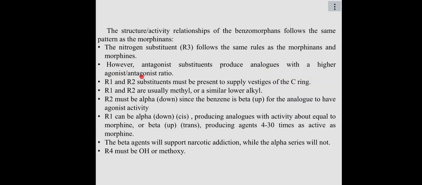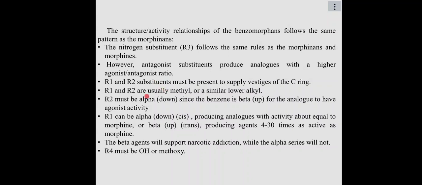That just means that when you put the allyl group, or the methylcyclopropyl group, the resultant compound has higher agonist activity than antagonist activity compared with the others, which had higher antagonist activity compared to agonist activity. So that is just an interchange, but the effect is still the same. When you put an allyl or methylcyclopropyl group, you introduce antagonist activity, but not as much as in the morphinan and morphine analogs.